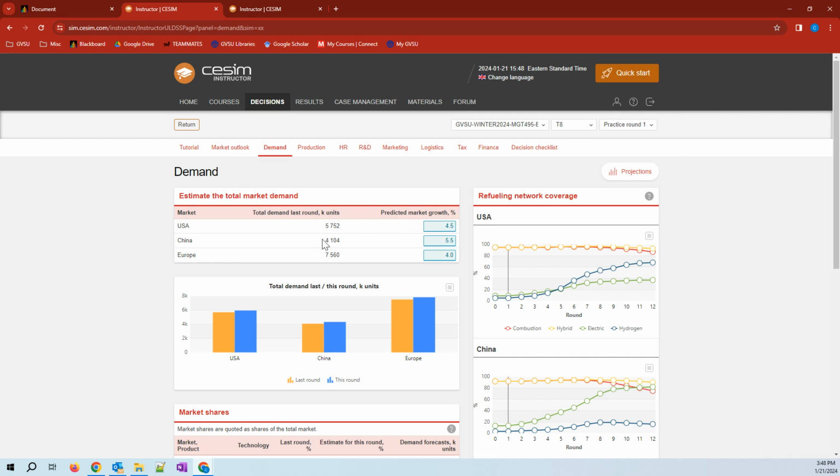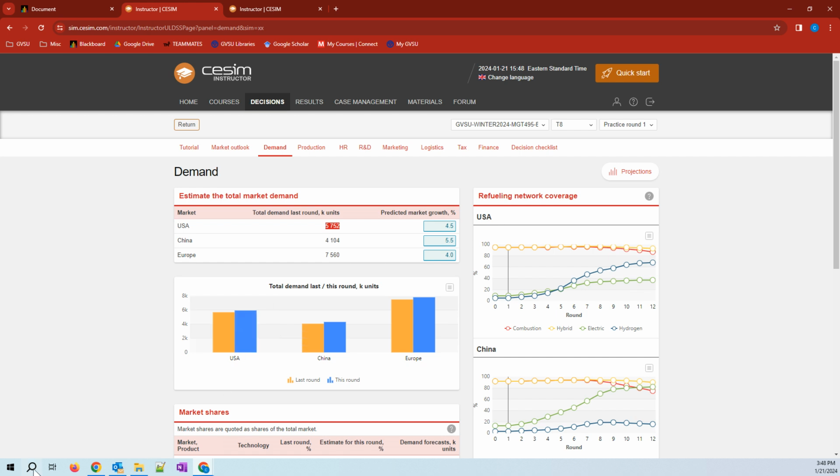Let's understand. Last year, the size of the US market was 5.752 million units. This year, we are expecting that the US market will grow by 4.5%. And once this 4.5% of growth is applied on this 5.752 million units, the new market size or the current year market size for the USA will become 6.01 million units.